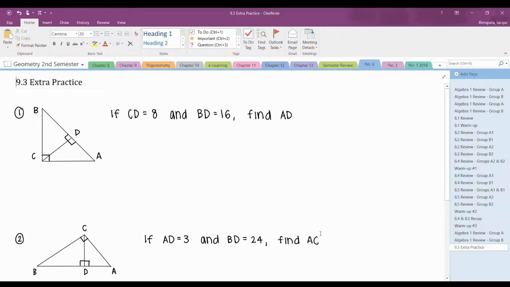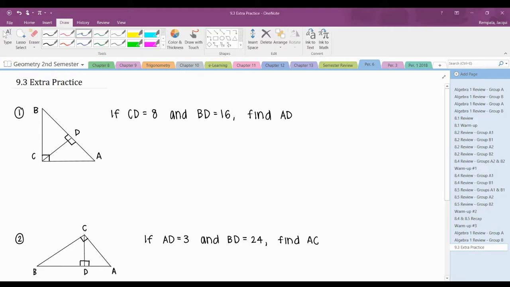Here's a video with some extra practice over Parachute Man, which is section 9.3. So in the first example here, notice that we've got the side CD is 8. So I'm going to start marking up everything. CD is 8. I know that BD is 16. And they want me to find AD. So I'm going to call that X.